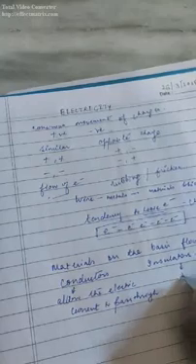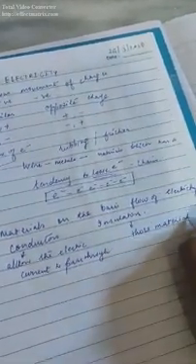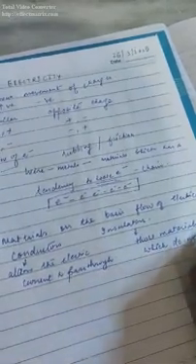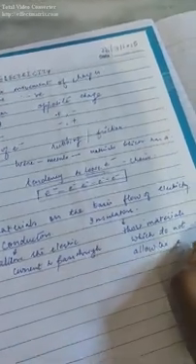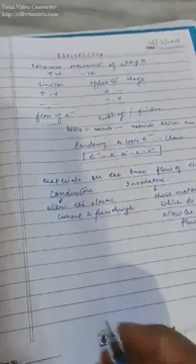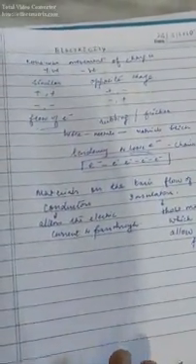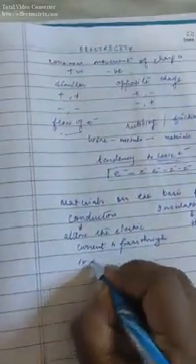Insulators are those materials which do not allow the electricity to flow. The examples of conductors we have studied in lower classes: conductors are the substances or materials which allow electricity to pass through them. Example, metal.